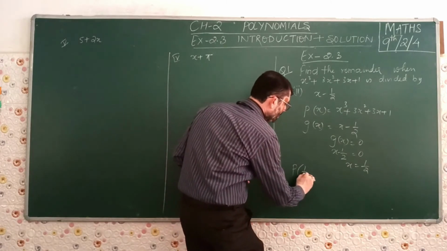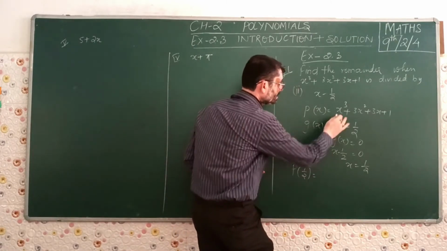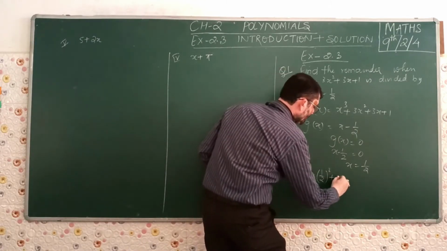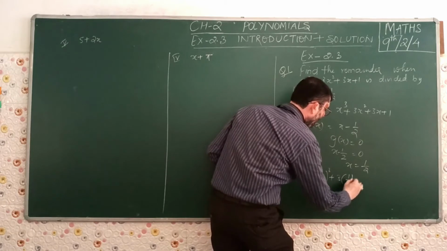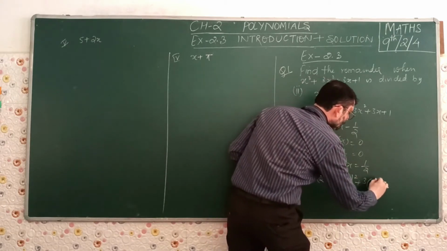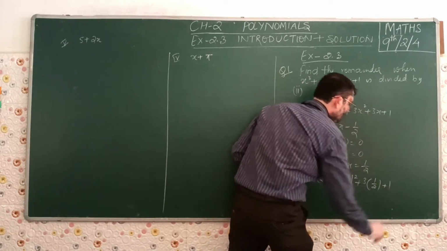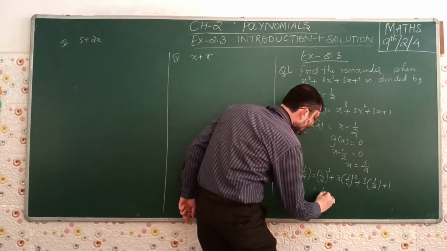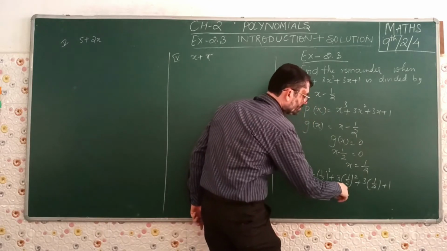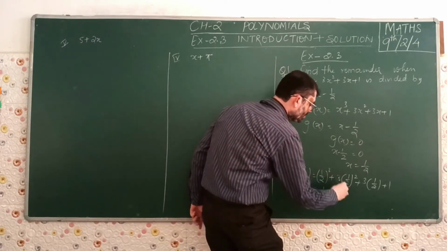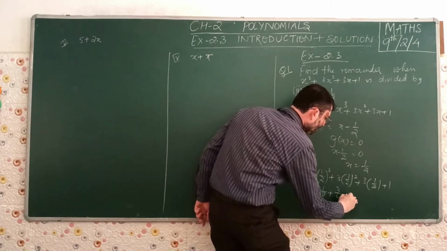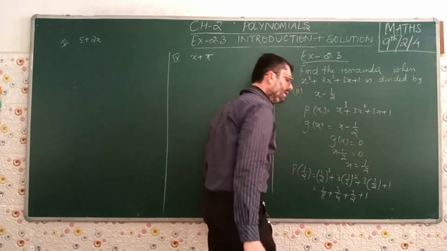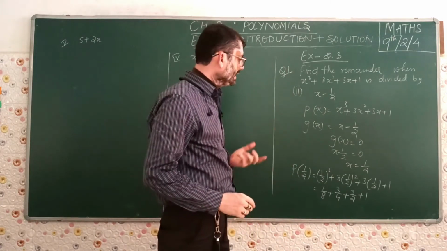P of half is, substitute everywhere, half cube plus 3 into half square plus 3 into half plus 1. So let us solve this. 1 by 2 cube is 1 by 8 plus 1 by 2 whole square is 1 by 4 into 3 is 3 by 4 plus 3 into 1 by 2 is 3 by 2 plus 1. And we will have to solve it by taking LCM.